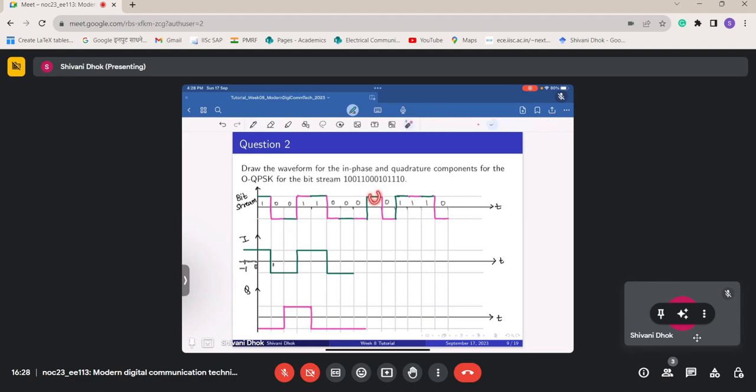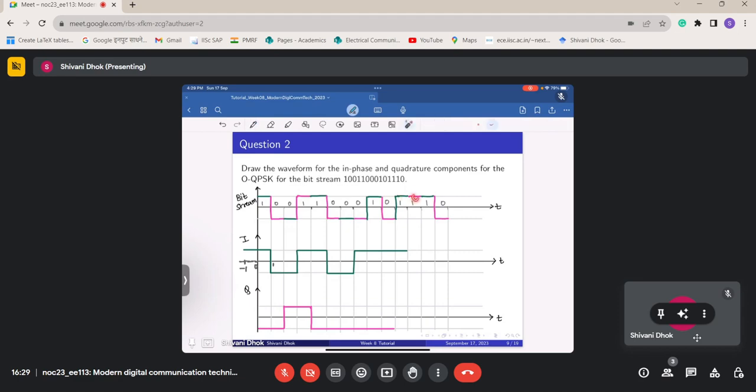Then after the 0 we have a 1 which corresponds to the in-phase component, which will go here. Then this was the one that we have considered. Now again we have a 0 which corresponds to the quadrature component, so we have a 0 here. After that, after the 0 we have a 1, and this 1 corresponds to the in-phase component, so again it will use 2 time durations.